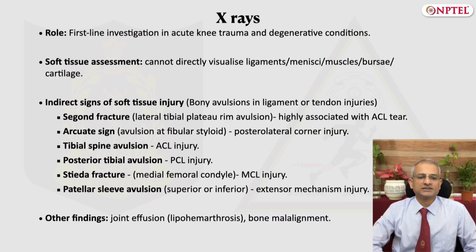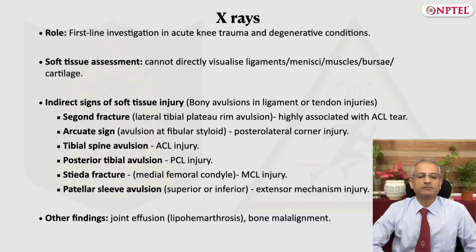The common avulsions that can be seen on an X-ray are the Segond fracture, which is the avulsion of the lateral tibial plateau, and this injury is highly associated with the ACL tear. Then you may be able to see an arcuate sign, which is the avulsion of fibular styloid seen in the posterolateral corner injury of the knee, associated with avulsion of the fibular collateral or the lateral collateral ligament.